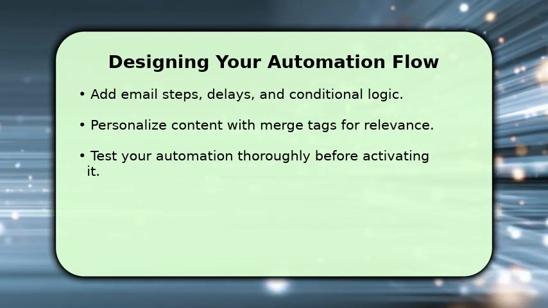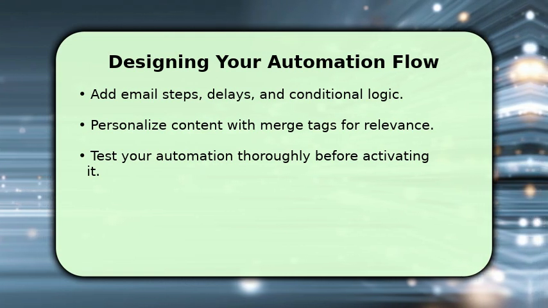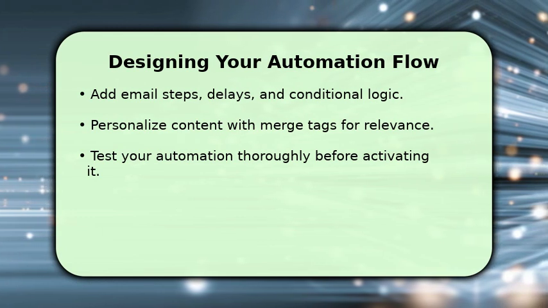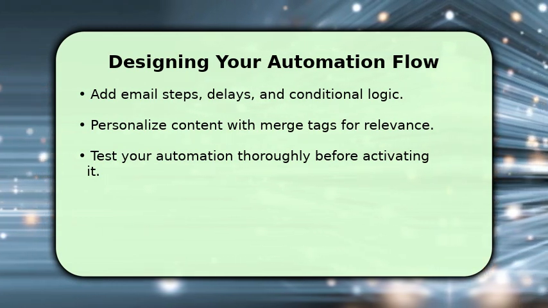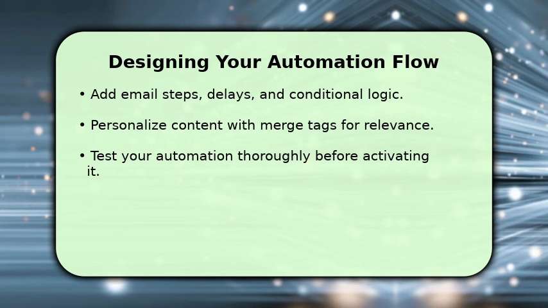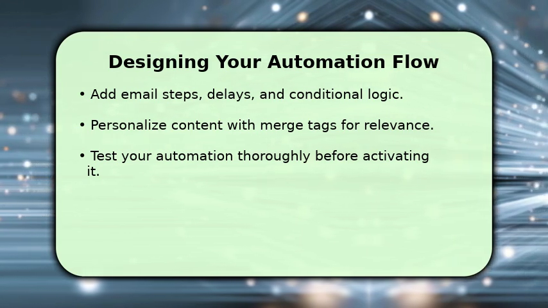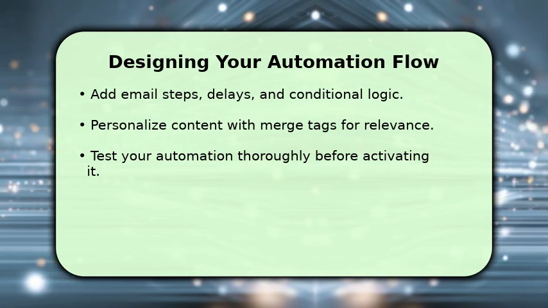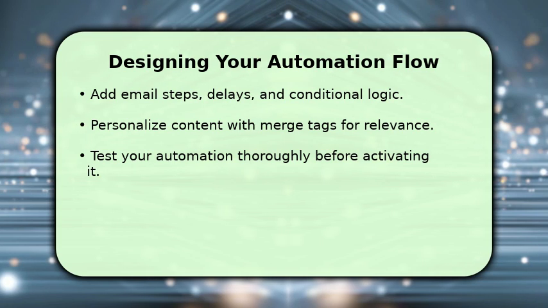Once your trigger is set, it's time to design the flow. You can add multiple email steps, introduce delays between messages, and even incorporate conditional logic to send different emails based on subscriber behavior. Remember to personalize your content using merge tags to make each message feel unique. Always test your entire automation thoroughly to ensure everything works as expected before you activate it.